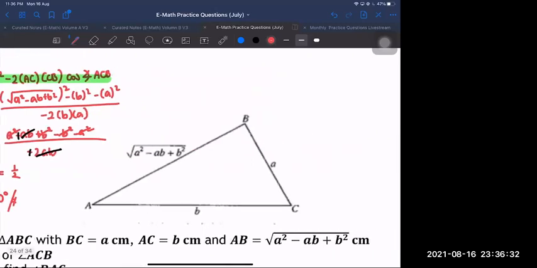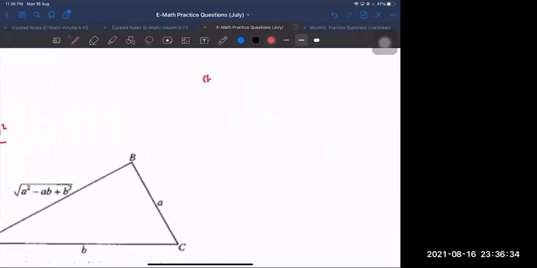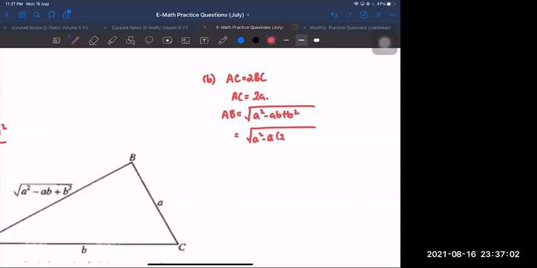Now for part B, this is sine rule. Just remember for sine rule, the question states that AC is 2 times BC. So we can write down that AC equals 2a. Now we have AB's length, so let's simplify them. The root of a squared minus ab plus b squared, which is a squared minus a times 2a plus 4a squared, equals the root of 3 times a.